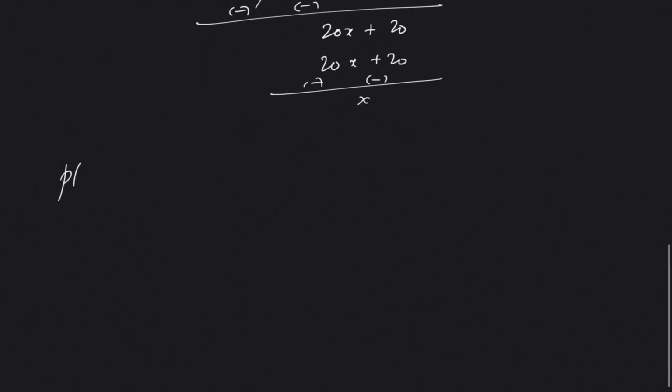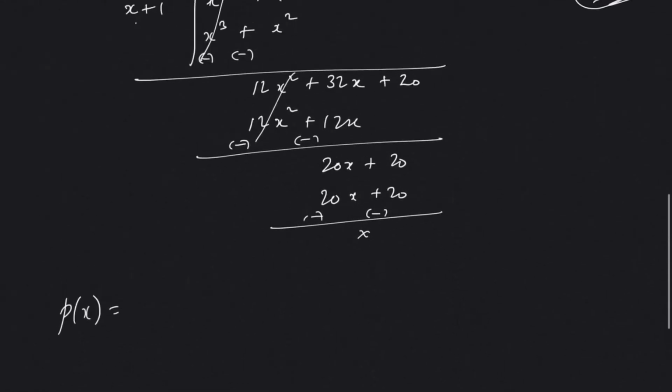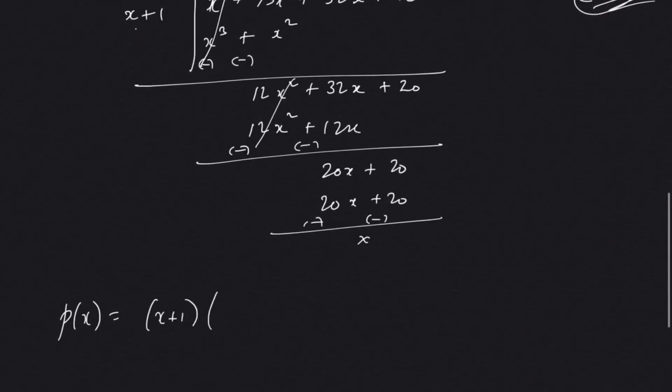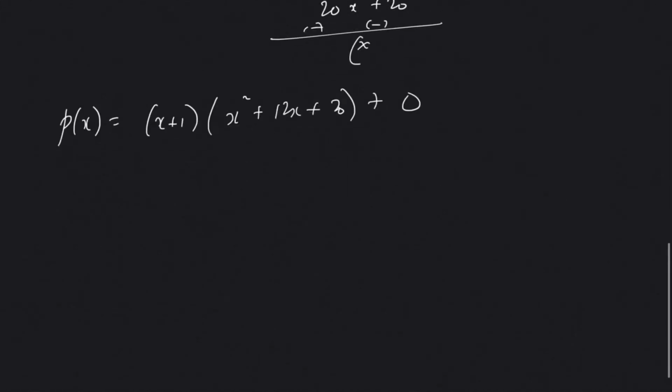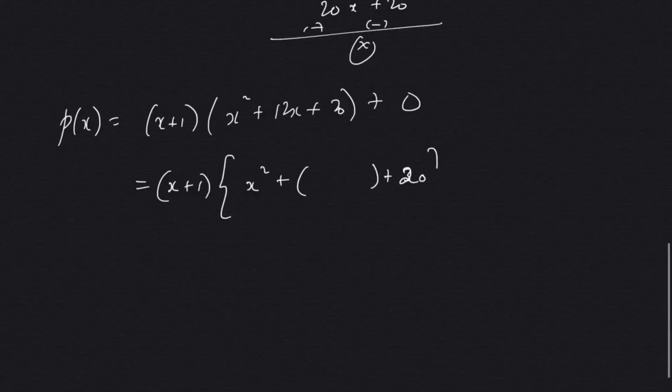So in that case, our polynomial can also be written as the divisor into quotient. Our quotient is x square plus 12x plus 20, plus the remainder, which is 0. So remember, we are supposed to factorize. That means again here we will use the splitting the middle term method. Now the factors of 20 would be 10 into 2 is 20, 10 plus 2 is 12. Very simple.